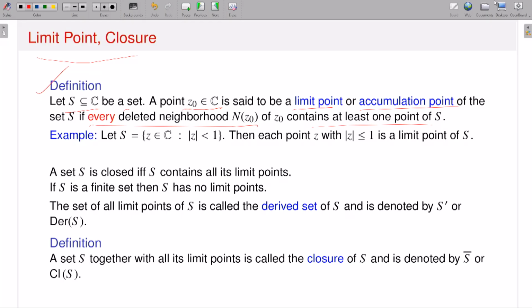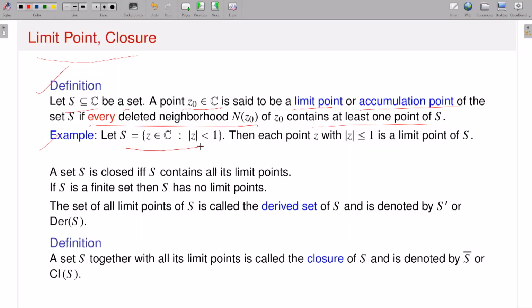Same thing. You start with a set, and a point is called a limit point or accumulation point if every deleted or punctured neighborhood, or punctured open ball, that I can take contains at least one point of your set. If this is the condition, then I say it's a limit point.